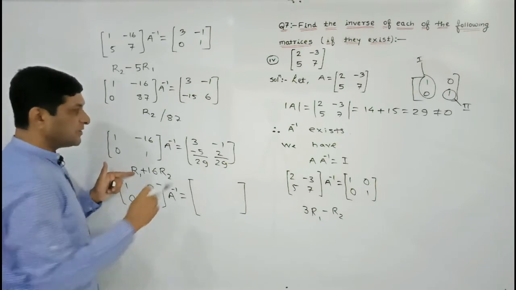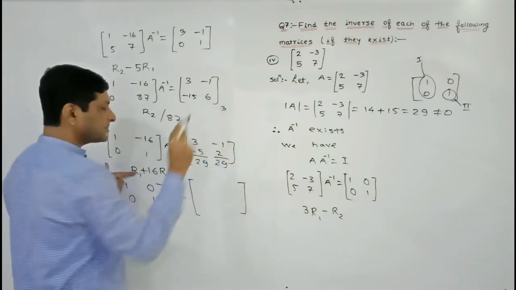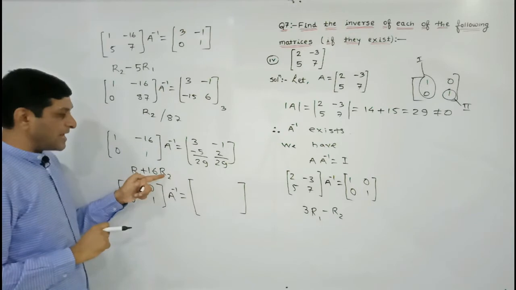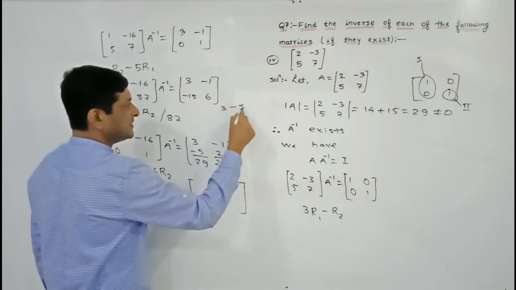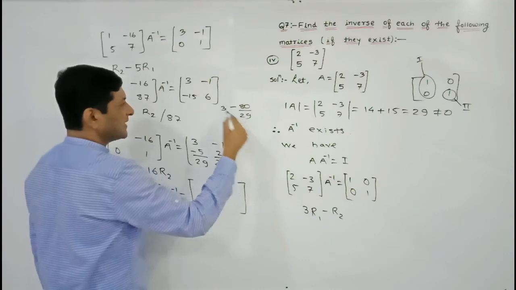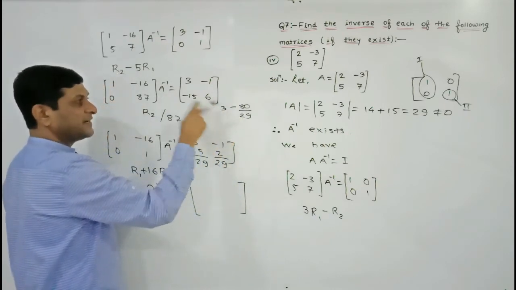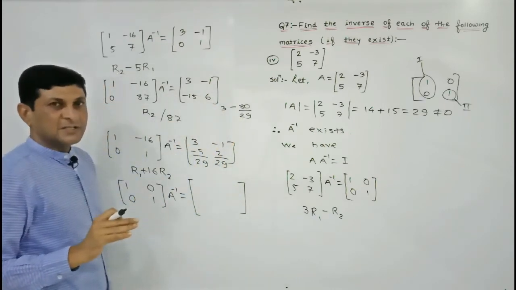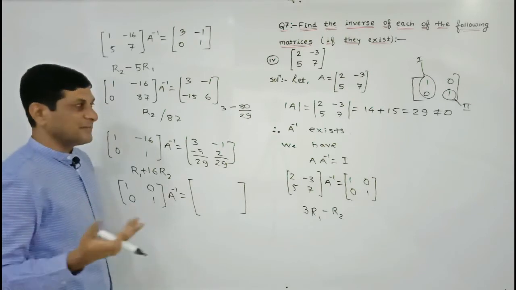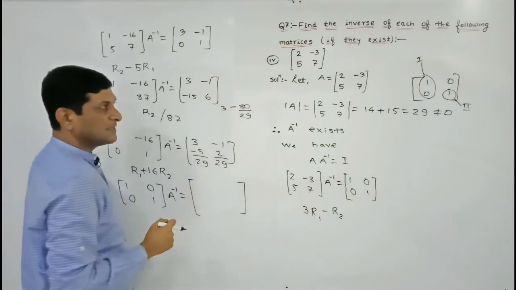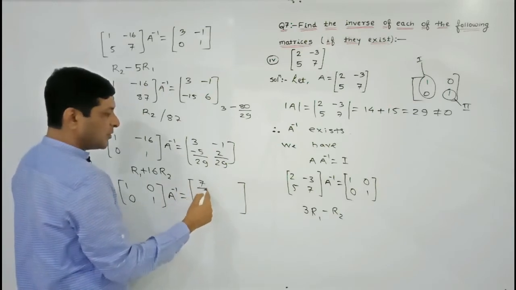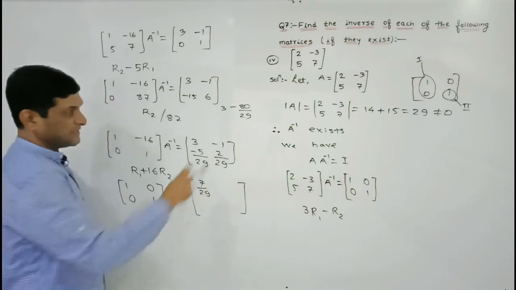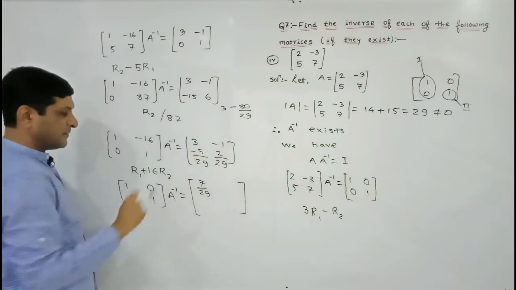So what is the element of R1 here? 3. And we are multiplying R2 by what? 16. 16 into minus 5 is minus 80 divided by 29. Take the cross multiplication. 29 into 3 is equal to 87. 87 minus 80 will be equal to 7. 7 upon 29. This difference will be equal to 7 upon 29.